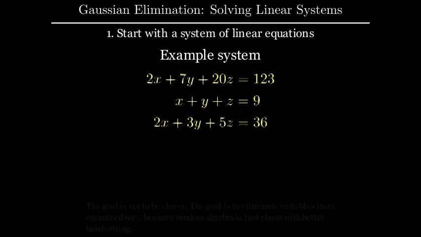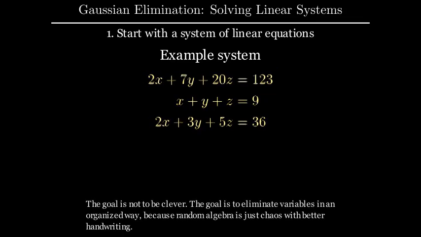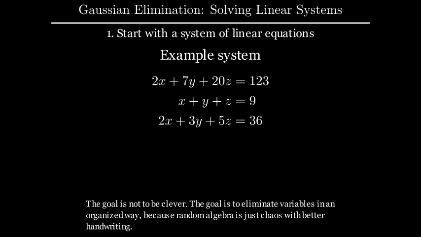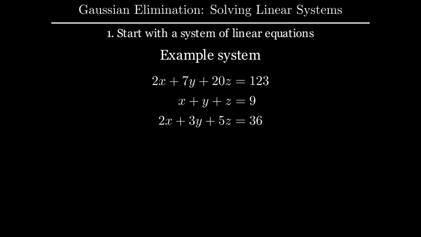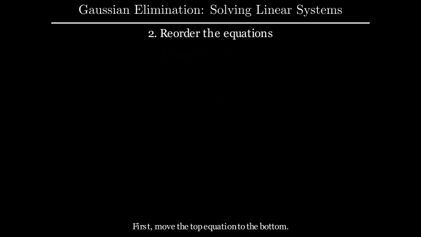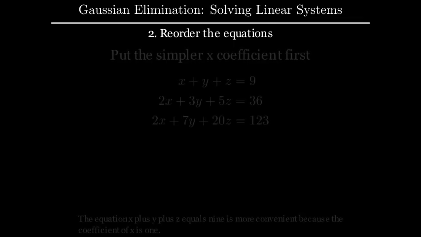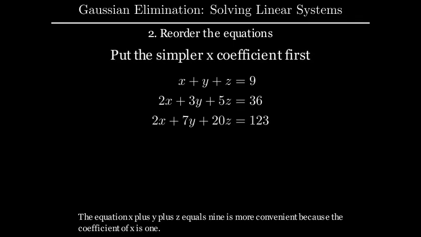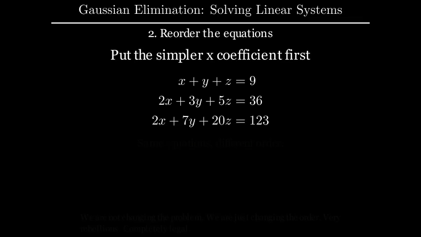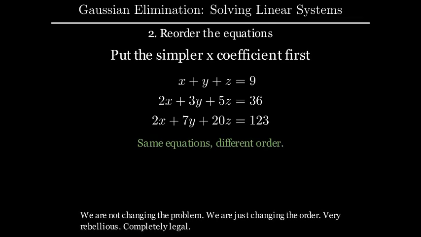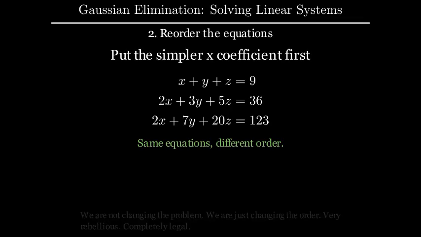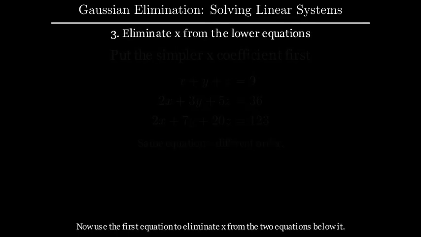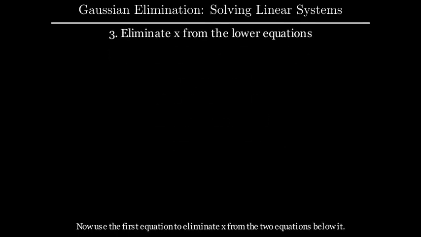The goal is not to be clever. The goal is to eliminate variables in an organized way, because random algebra is just chaos with better handwriting. First, move the top equation to the bottom. The equation x plus y plus z equals 9 is more convenient because the coefficient of x is 1. We are not changing the problem. We are just changing the order. Very rebellious. Completely legal.